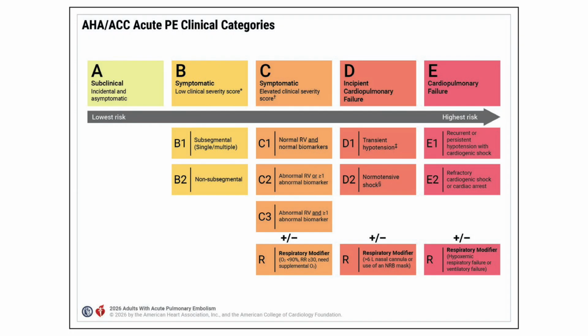But basically, on one side, you have A, these are the lowest risk patients. On the other side, you have E, these are the high risk patients with cardiogenic shock. And I think these new classifications will help us be more precise in defining patients for clinical trials.